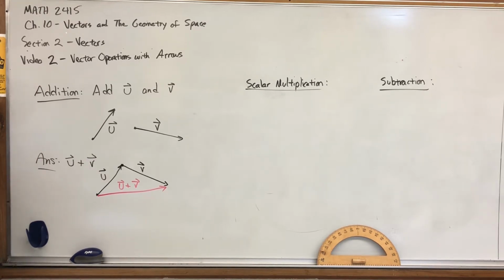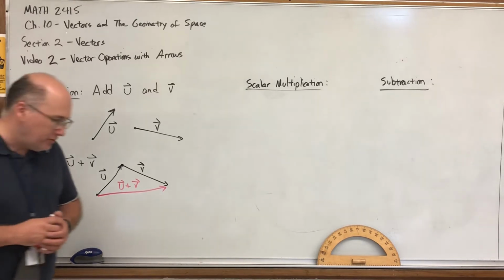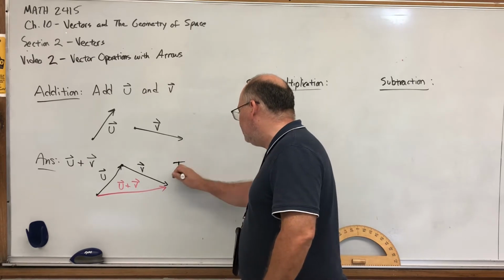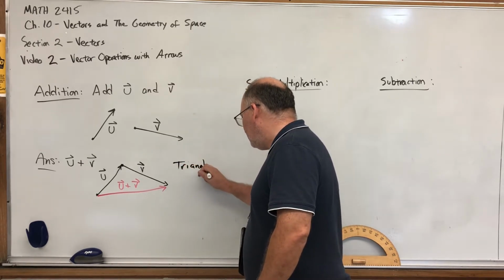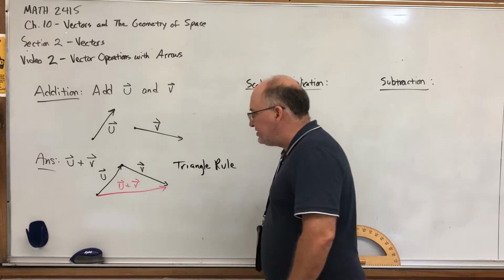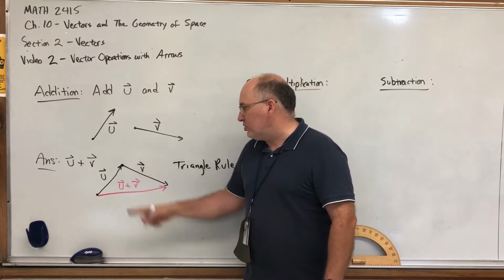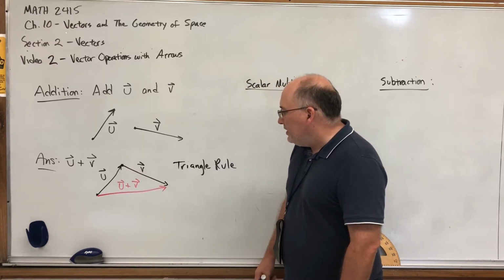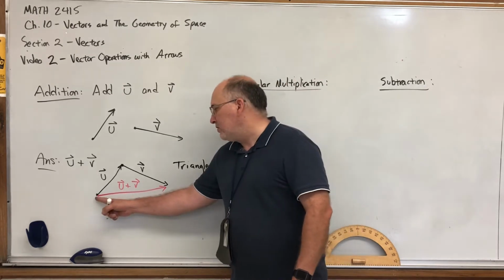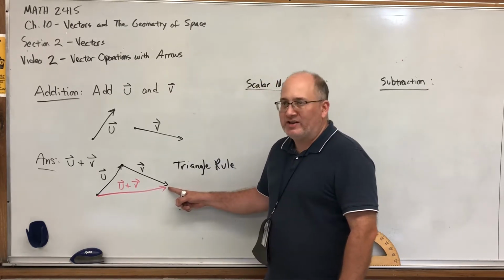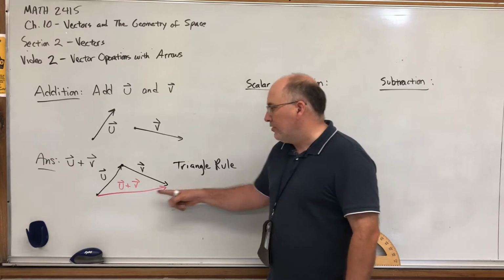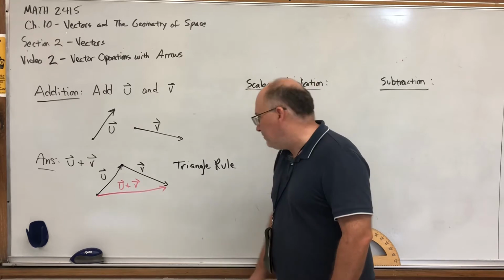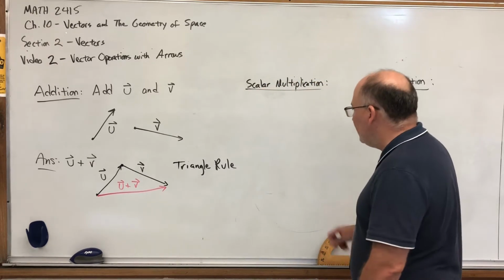Now, there's two ways to visually think about how to represent the sum of two vectors. One is called the triangle rule. The triangle rule simply says that you put the initial point of the second vector on the terminal point of the first vector, and then the sum is the vector connecting the initial point of the first vector to the terminal point of the second vector. In other words, the total result, or the total displacement of executing these two individual displacements back to back. But there's also a rule called the parallelogram rule.